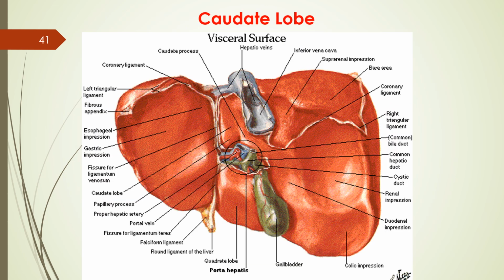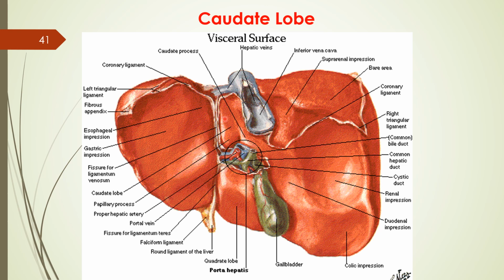So coming to caudate lobe surface, this one. Here it is bounded on left side by fissure for ligamentum venosum, on right side by groove for inferior vena cava, and below and in front by porta hepatis. On the other hand, this is your quadrate lobe, which is bounded on left side by fissure for ligamentum teres hepatis, on right side by gallbladder fossa, above by porta hepatis, and below and inferiorly by sharp inferior border.